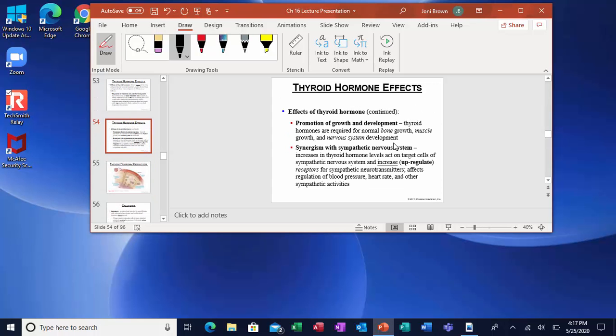They also promote growth and development, normal bone growth, muscle growth, nervous system development, and thyroid hormone works really closely with the target cells of the sympathetic nervous system, and it can cause the upregulation of the sympathetic receptors on the target cells for the neurotransmitters. So it affects our blood pressure, our heart rate, and all of our sympathetic activities.